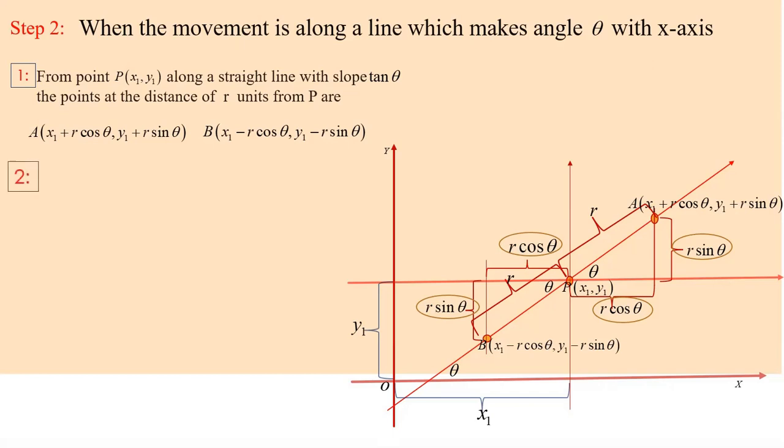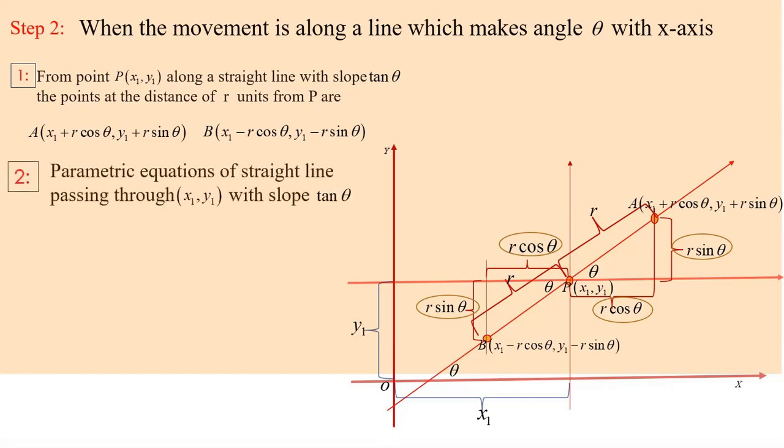Now you see the second point: these equations, the parametric equations of the straight line passing through x1, y1 with slope tan theta, are nothing but that generalized. As theta is constant, the direction is constant. In the fixed direction we are moving from point P, that is, the direction is constant, which means the slope is constant, which means theta is constant. Now only the distance r is moving.